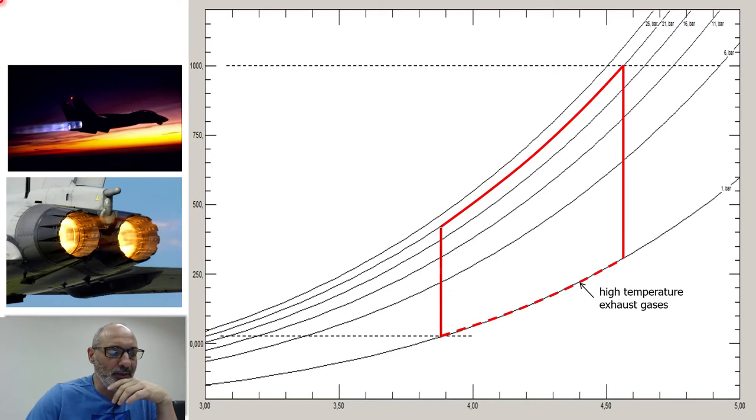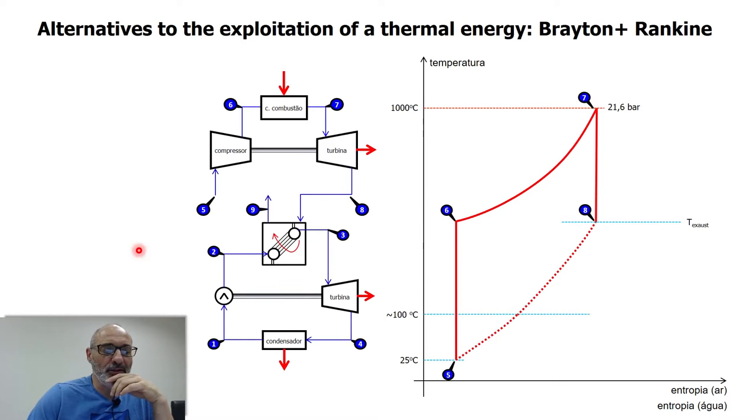We're going to try to recover some of this thermal energy using it to drive a Rankine cycle. Okay, so the idea is to combine, as I said, a gas cycle. The hot gases at the exhaust of the turbine will be cooled down by the steam in the Rankine cycle. Okay, so you have, let's follow the diagram here.